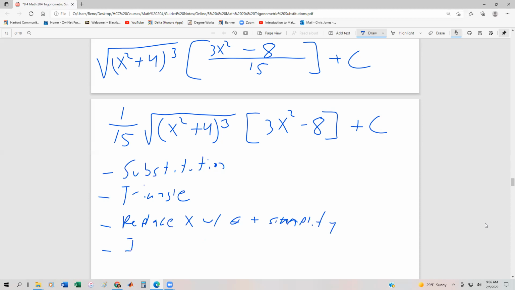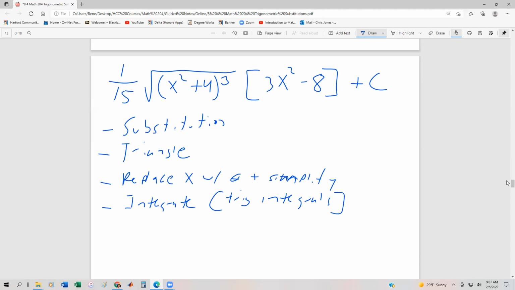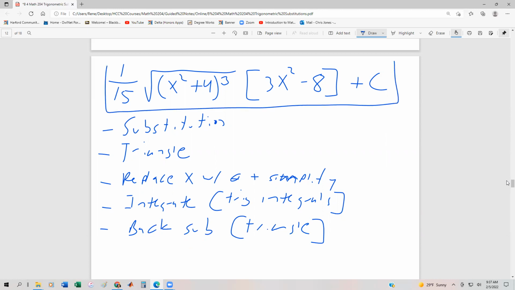Then we have to integrate, and that's where we have to use our trig integrals. The last thing we have to do with these is back substitute, and again, that's where we use our triangle. So these are all elementary examples that we've seen.